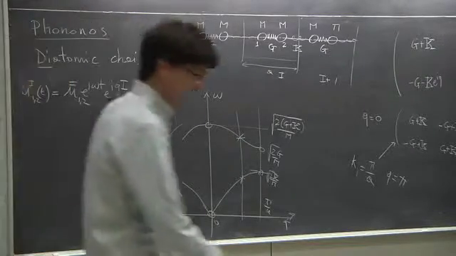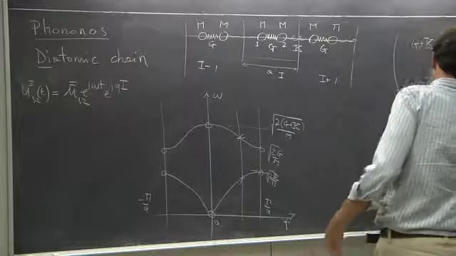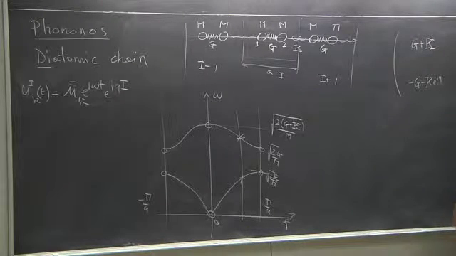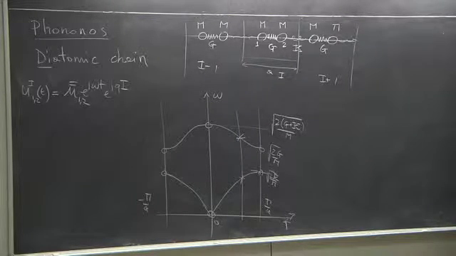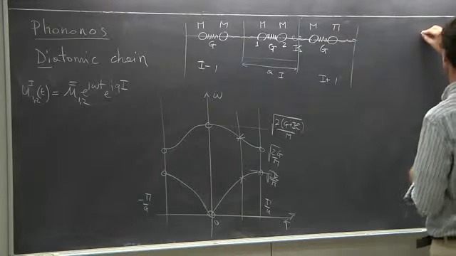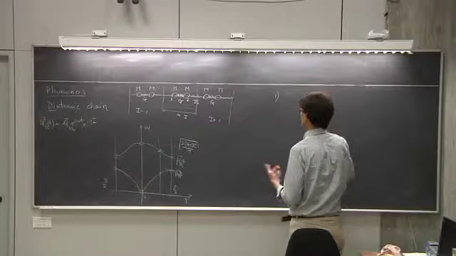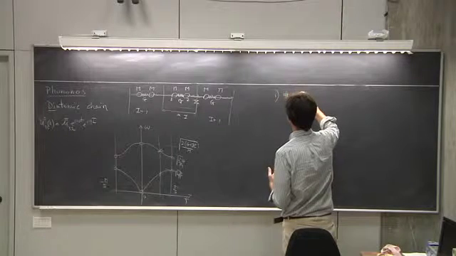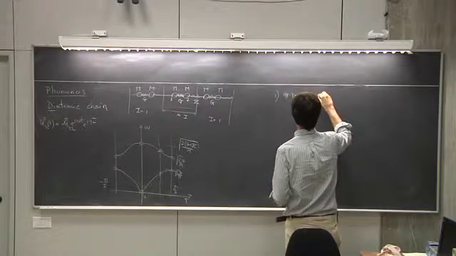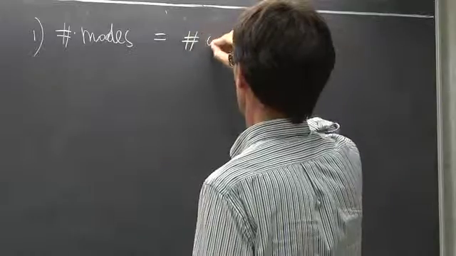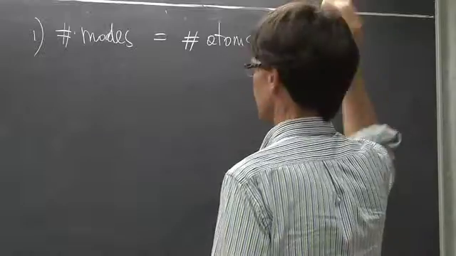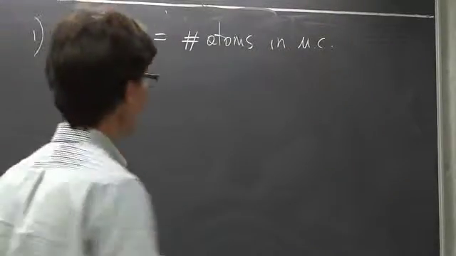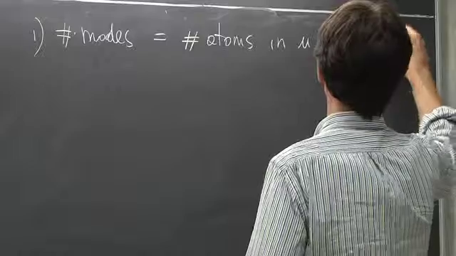I'm now going to make some statements which are very general and not specific to these models. Although I'm not going to prove them exactly, they are quite obvious. So the number of modes is equal to the number of atoms in the unit cell. Let me add one dimension.